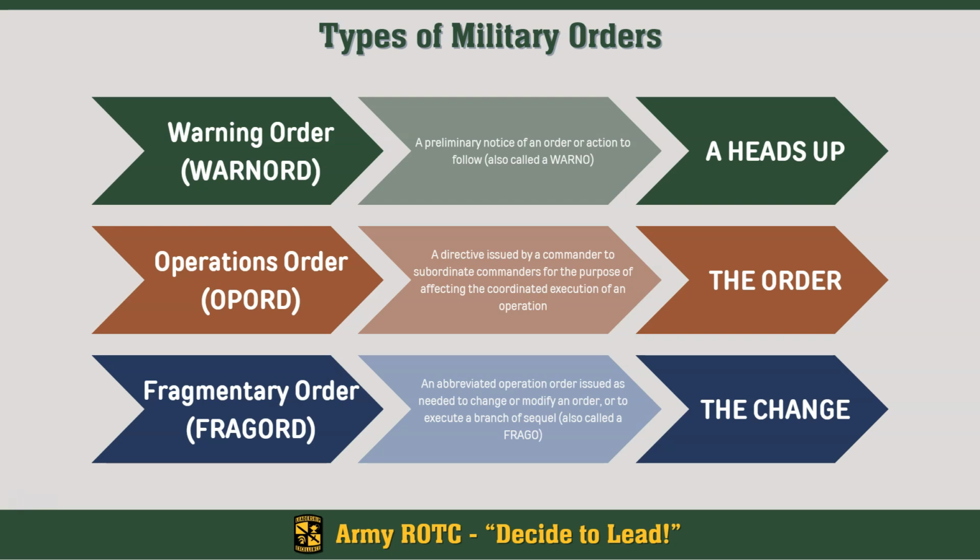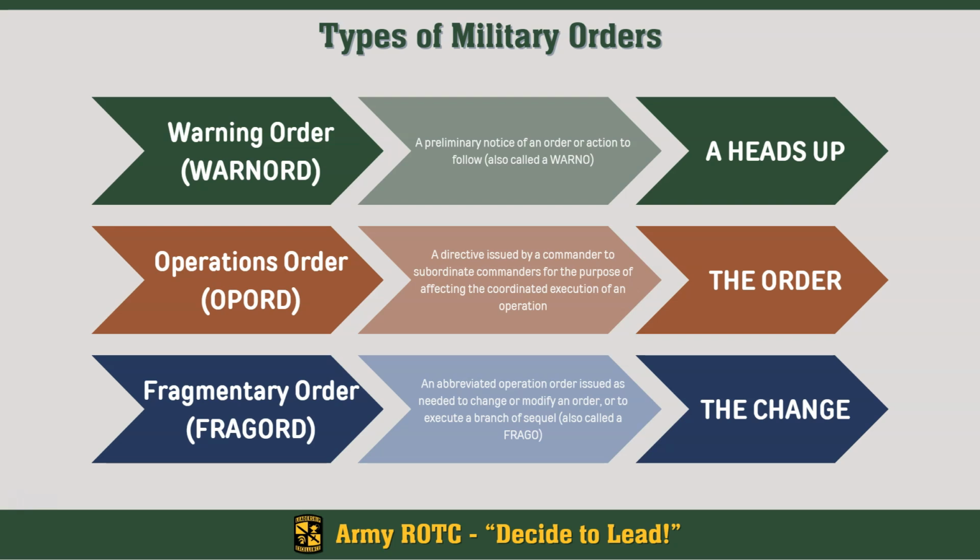So now let's talk the three types of military orders. The one that we're really focused on with this is that one in the middle, the operations order. But before that comes what we call a warning order, or a WARNORD. You might also hear it called a WARNO. After that comes a fragmentary order, or a FRAGORD, also known as a FRAGO.